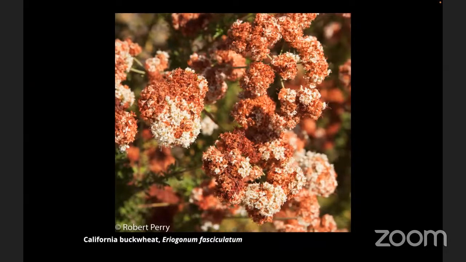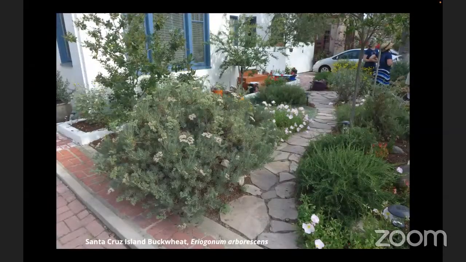And I see some questions that have come in. I'm going to mention one other buckwheat, which is a kind of cousin of the local California native buckwheat, which is Santa Cruz Island buckwheat. And then we'll do the questions. It has a lot of the same factors, but a different look than our local native California buckwheat.